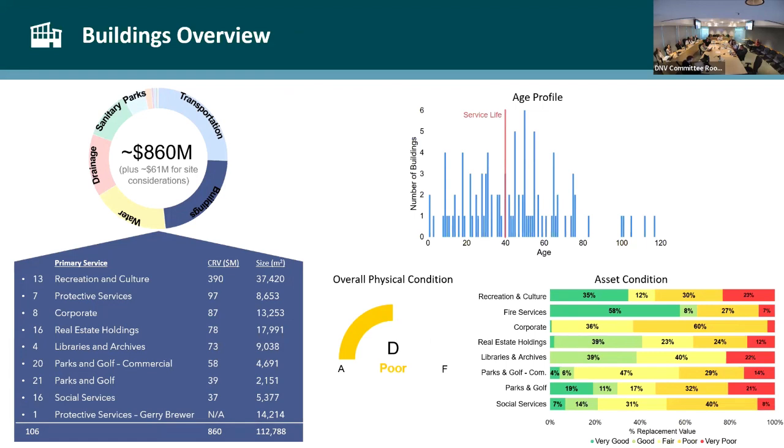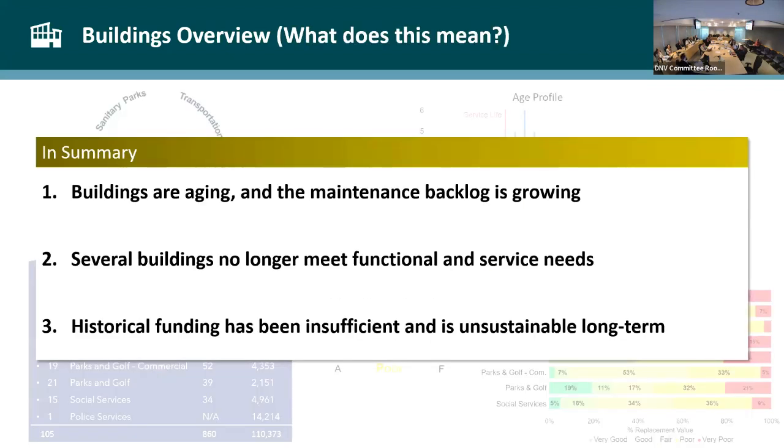Overall, we do see this asset category as a poor physical condition, but what's not shown here is that this is focusing on physical condition, but there's things like functionality as well. So things like accessibility of some of our buildings and things of those regards isn't necessarily fully reflected in this dashboard at the present time. So council, what are some 3 takeaways for you?